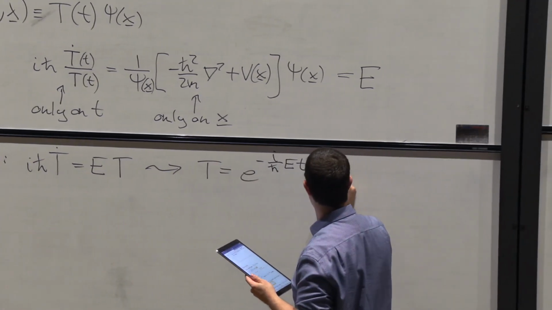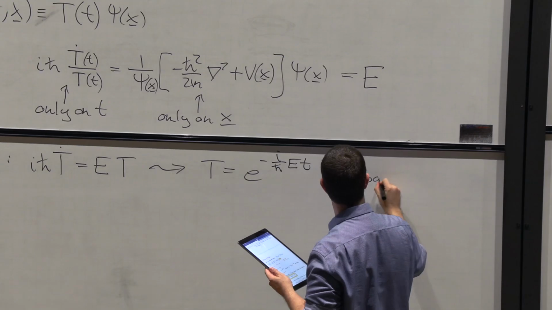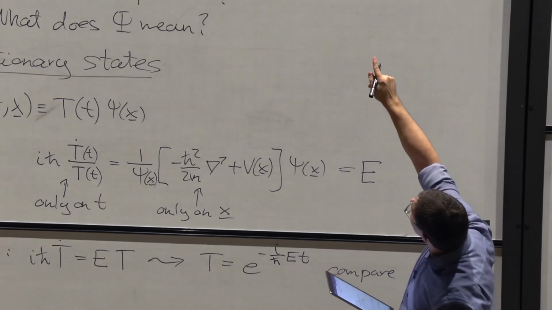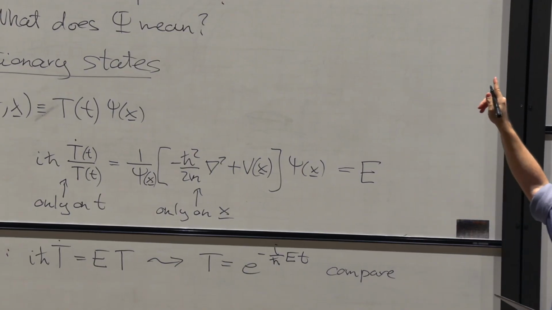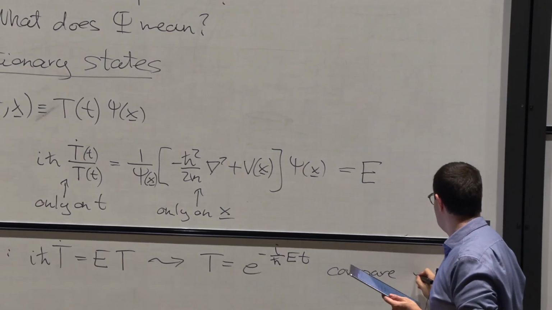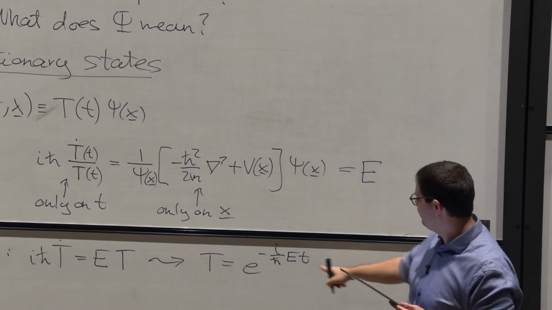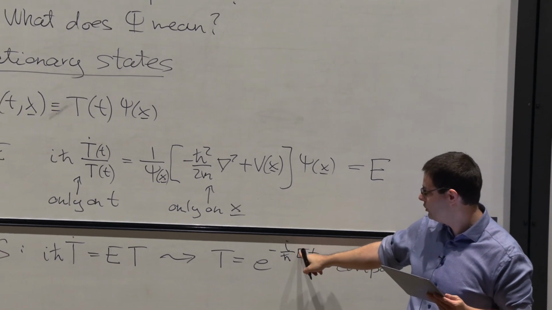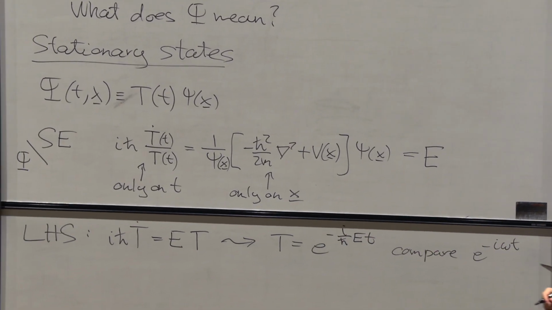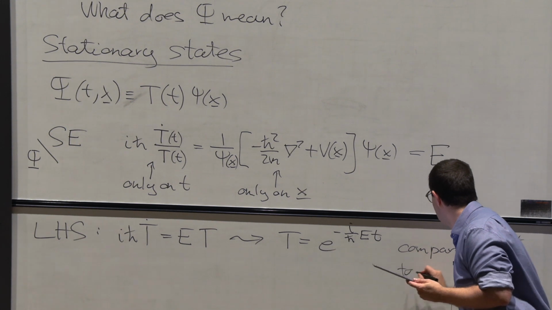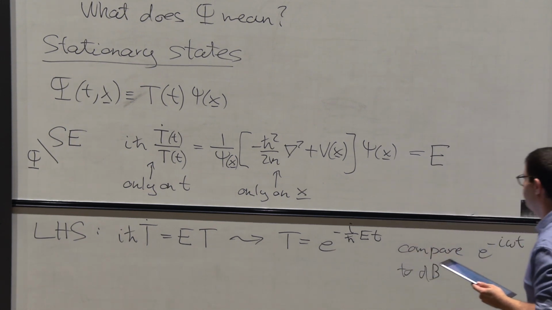So compare this with the time dependence of the de Broglie matter wave, which was e to the minus i omega t. So we indeed recover the de Broglie relation: E over h bar is equal to omega. Okay? Compared to de Broglie.